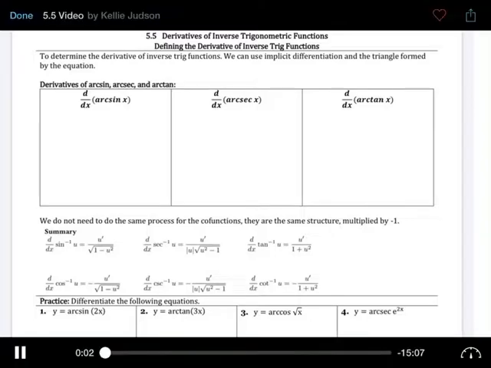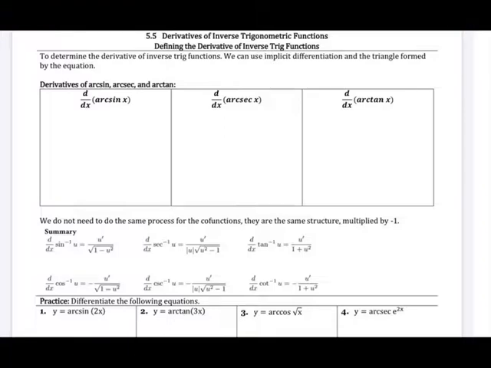In 5.5, we're going to talk about the derivatives of inverse trig functions, and we're going to define what those derivatives are. So we're going to start by proving 3 of those derivatives, and then we're going to use the fact that they have the same structure to come up with the other 3.